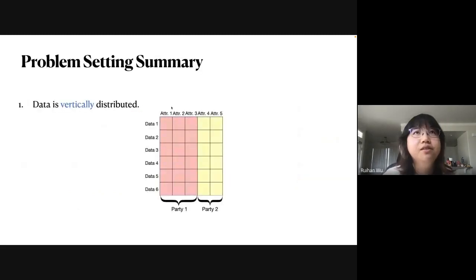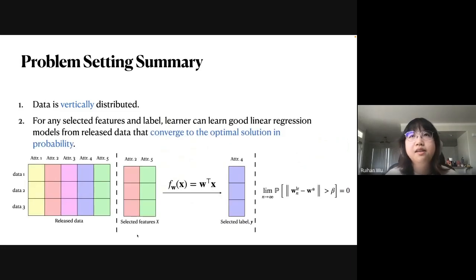Okay. Then to summarize the problem setting, first, the data is vertically distributed. Different parties have their columns in this data matrix. And secondly, for any selected features and label, the learner can learn a good linear regression model from the released data. And we hope that this learned model converges to the optimal solution in probability.